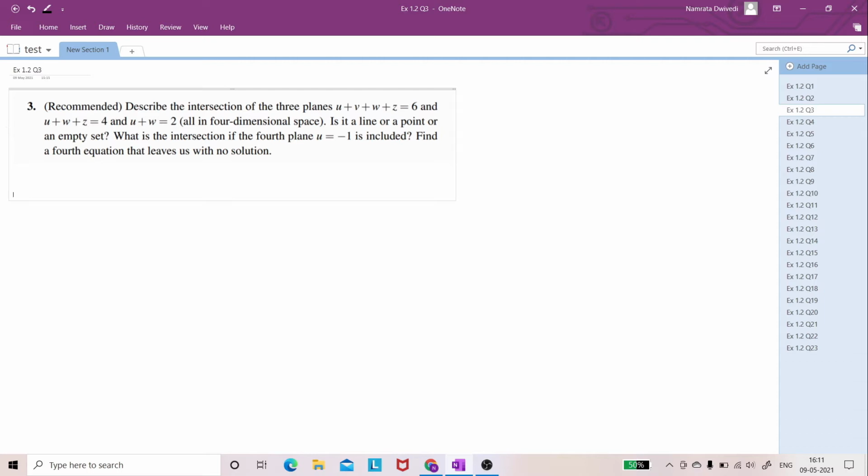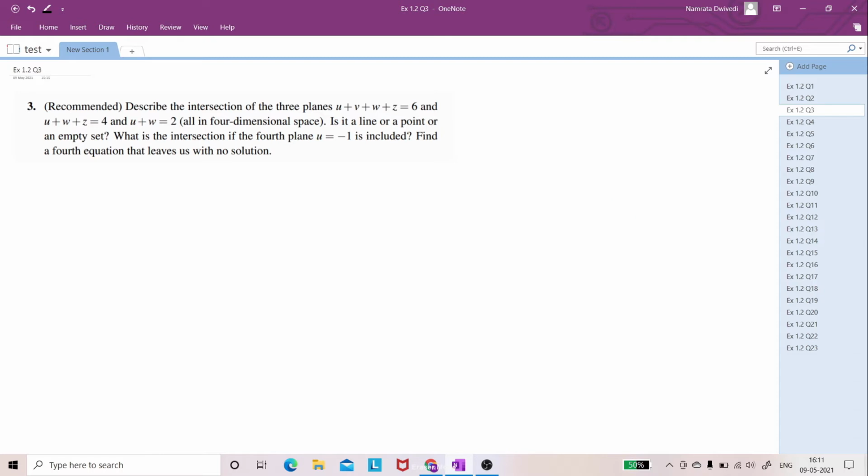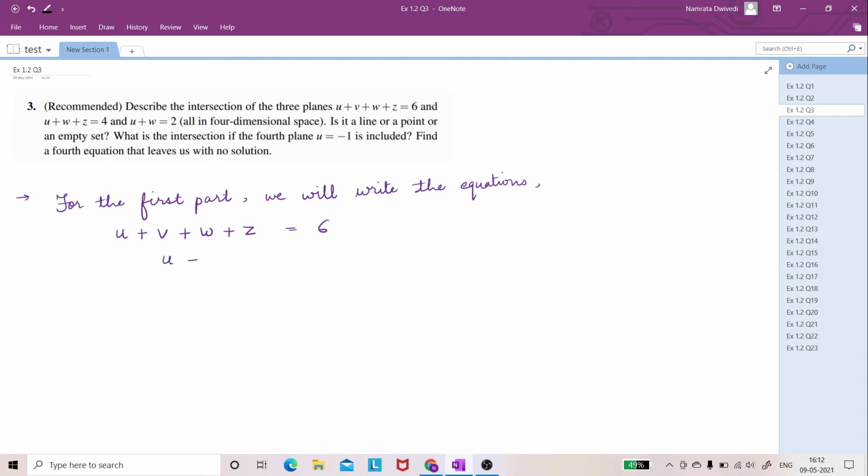Okay, so what we'll do, we'll write... just a minute. Okay. So our solution is, for the first part, we will write these equations. So I'll just write them one below the other. u plus v plus w plus z equals 6. Then the second one is u plus w plus z is equal to 4 and u plus w is equal to 2. So we have equations 1, 2 and 3.